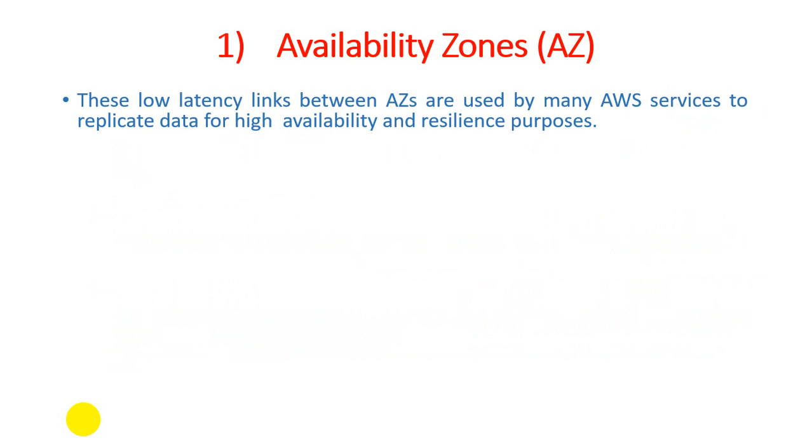This low latency link between AZs is used by many AWS services to replicate data for higher availability and resilience, because whenever a client or user stores his or her private data, the organization must provide availability and resilience. For that, Amazon works on the availability zone as one of the AWS infrastructure components.